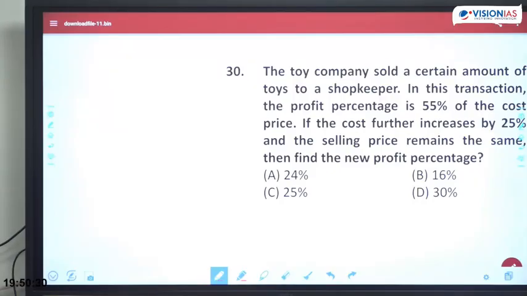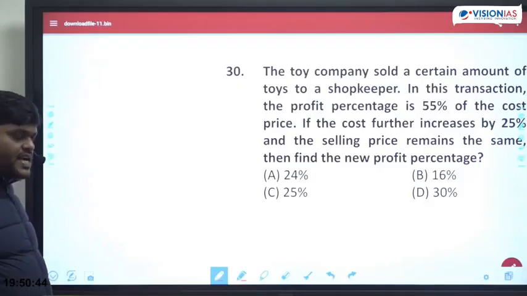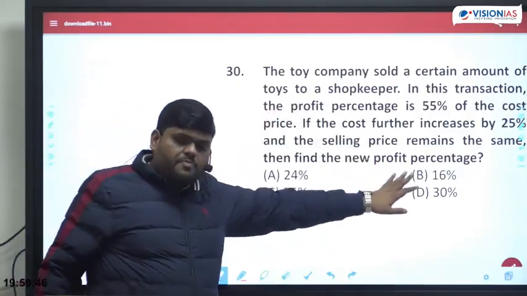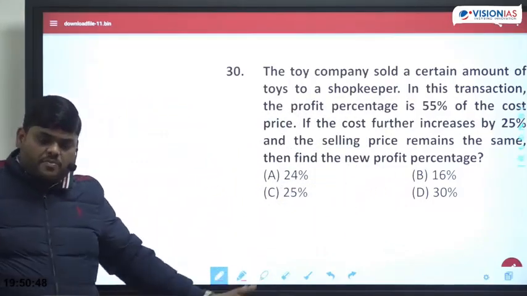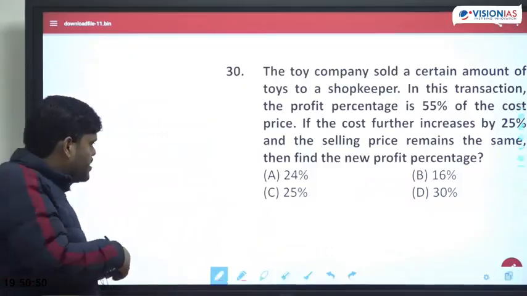A toy company sold a certain amount of toy to a shopkeeper. In this transaction, the profit percent is 55%. If the cost price further increased by 25% and selling price remains the same, find the profit percent. Question has everything given in percentage, answer everything given in percentage. So what is the way to solve this question?